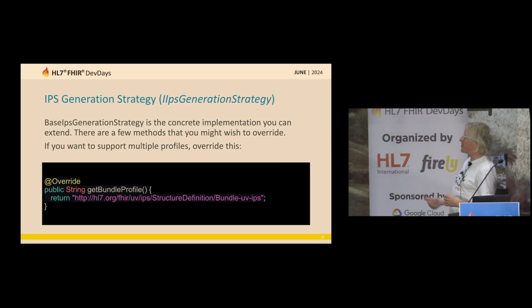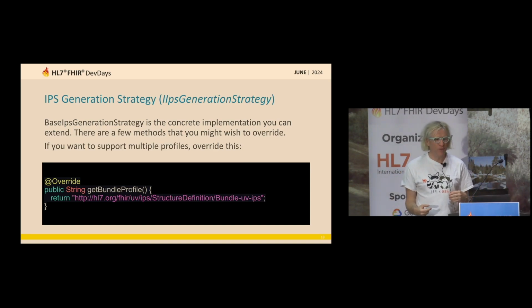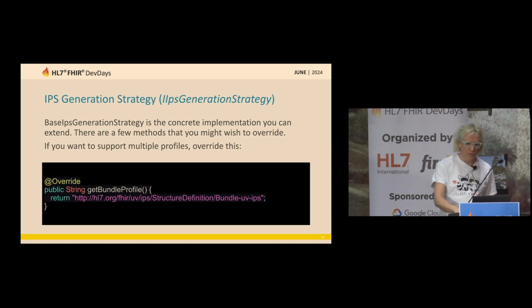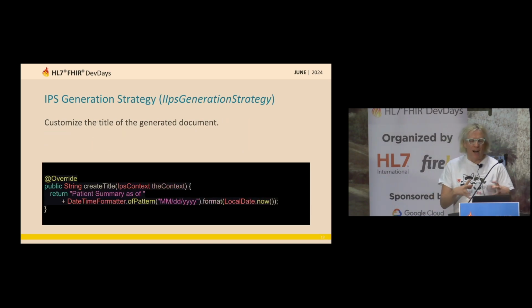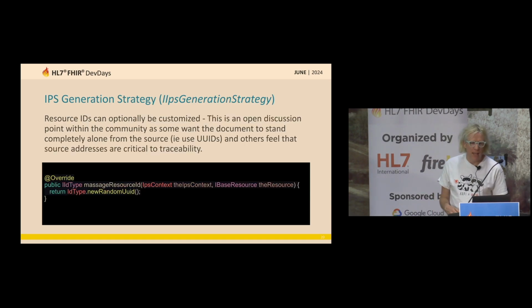What I'm showing you is that we provide a default implementation, so these are all default values. This is the universal profile. This is the profile URL for the universal profile for IPS. It's got another method for creating the title. This is all pretty self-explanatory stuff. You give it what title we're going to give the document. You could override that if you wanted for something more specific.